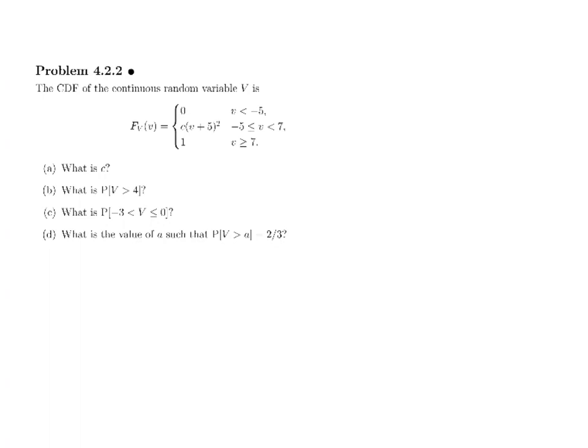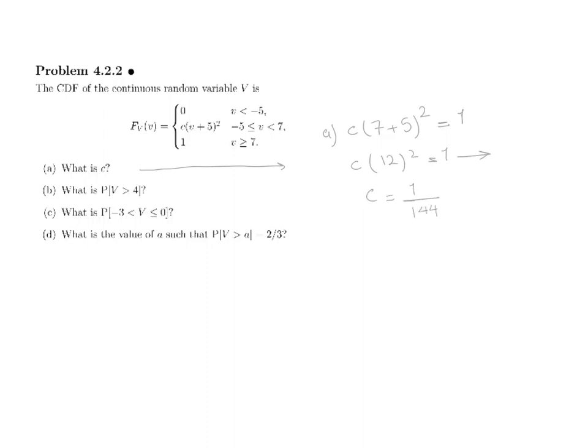To solve this problem, we know that for a continuous random variable, its CDF should be continuous. So F of V is the CDF of V if we do not have any discontinuity at the margin values, that is V equal -5 or V equal 7. So we can say for part A, instead of V we can put 7 plus 5 power 2, it should be equal 1, and this is 12 power 2, that is equal to 1, so C is 1 over 144.